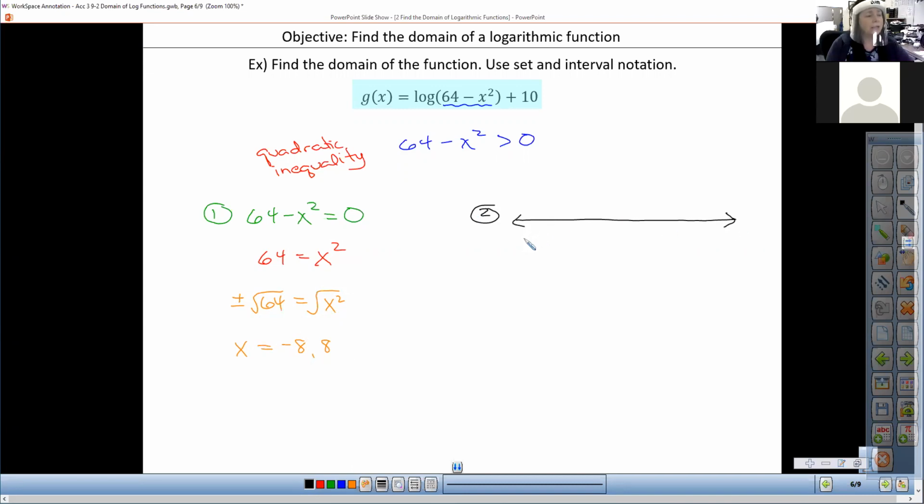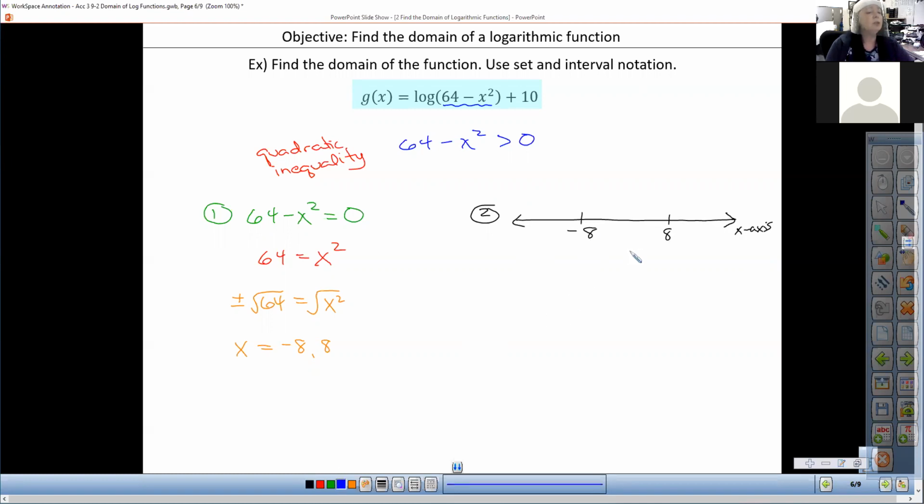So this number line is our second step, and this is required work for a quadratic inequality. This number line here is representing our x-axis, and remember, our domain is x values. So we're looking at this x-axis being divided into 3 sections or intervals by the negative 8 and the positive 8. And make sure, of course, that the smaller number is to the left, so your number line makes sense.